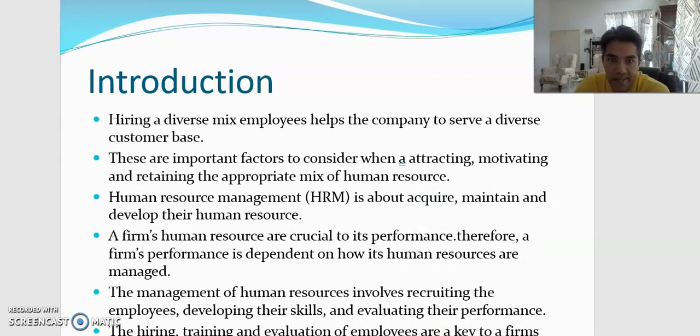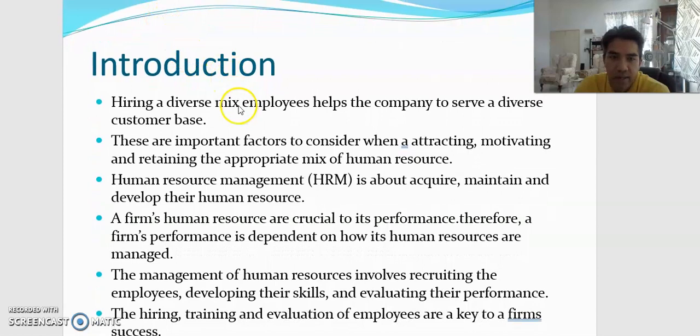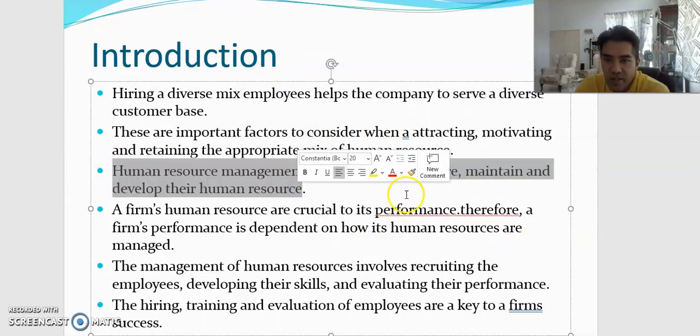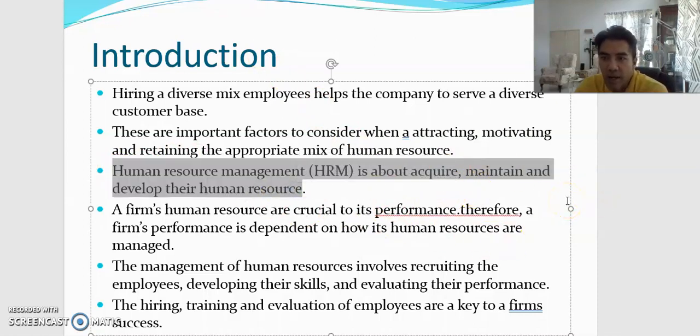This part, I reckon, each and every one of you could read on your own later on. But basically, here it is being highlighted that human resource management is about acquiring, maintaining, and developing human resources. Those are the basic functions. And when we talk about a person who functions or performs any of the HR activities, we can classify his or her activities under this category: either the acquiring part, the maintaining part, or the developing part.